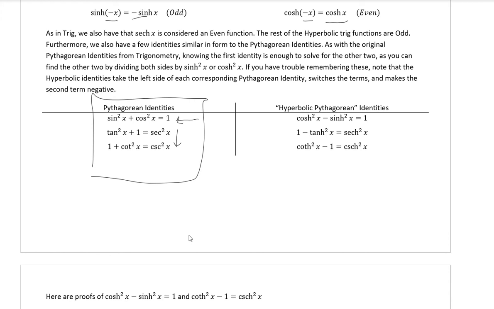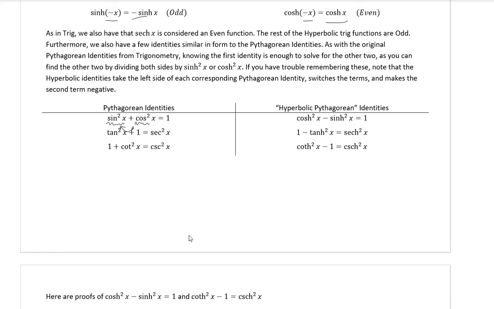Now, if you have trouble with these, what I want to point out as a way of trying to remember them, particularly if you know the Pythagorean identities: take the Pythagorean identities and switch the places of the terms. So for example, sine and cosine, switch their places, because this is how we would typically list it, and then put a minus in the middle instead of a plus. So we switch places of sine and cosine, put a minus in the middle, and then there you go. You got your hyperbolic Pythagorean identity.